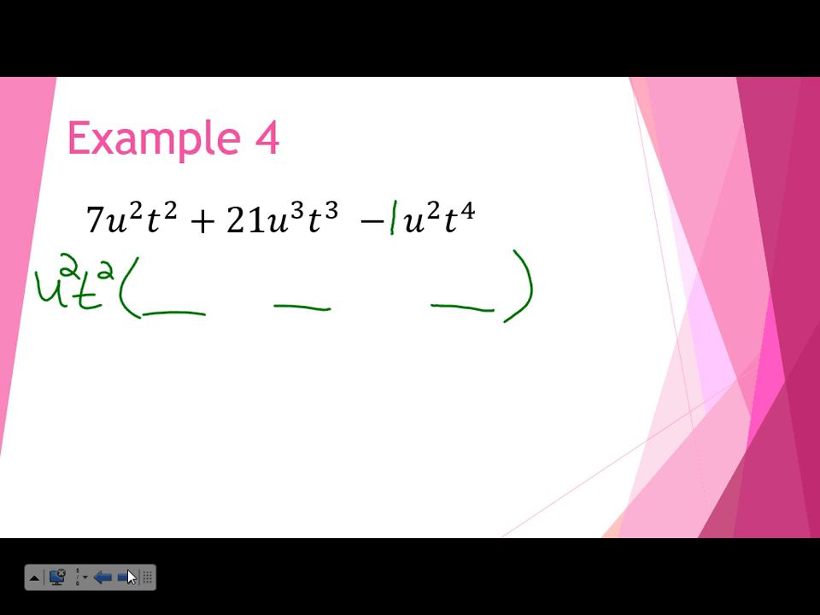What's the key to knowing how many variables to take? It's always the what? The smallest number that you got. Like you got 2 here, you got 3 here, you got 4 there. The largest you could take out would be 2. Okay. So if I take out a u squared and a t squared, what would I be left with in the first blank? 7 plus 21ut minus t squared. Did I lose anybody on that? Everybody okay? Pretty simple?